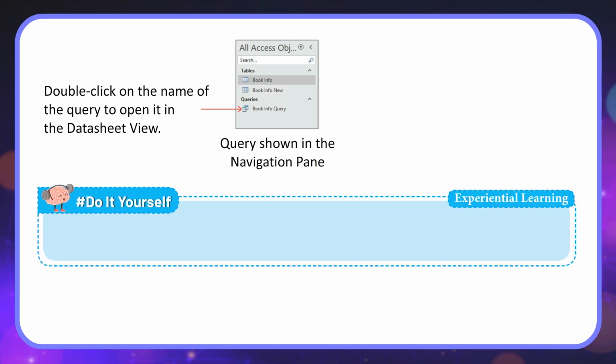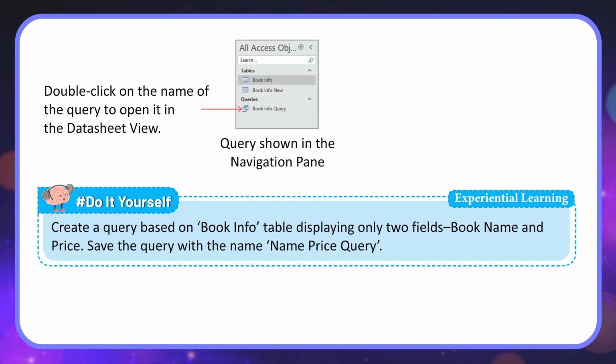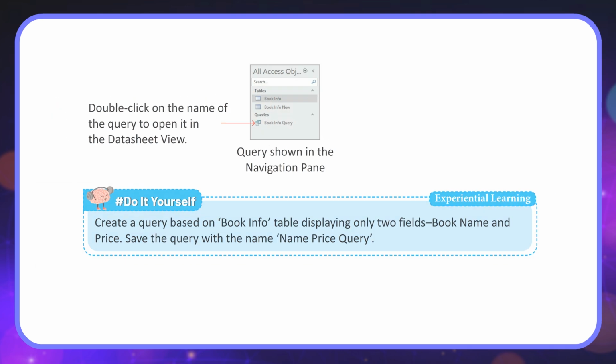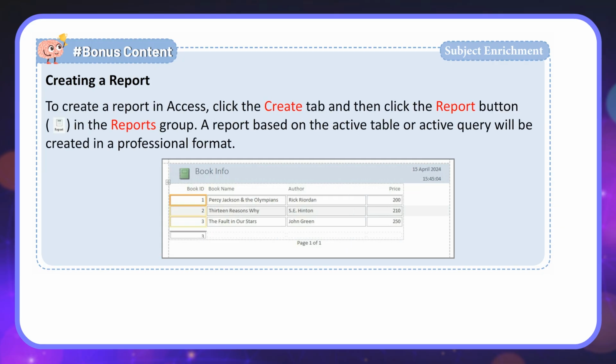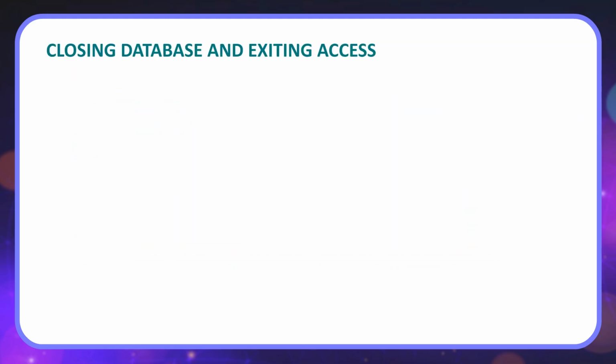Do-it-yourself, experiential learning. Create a query based on book info table displaying only two fields: book name and price. Save the query with the name price query. Bonus content, subject enrichment. Creating a report. To create a report in Access, click the Create tab and then click the Report button in the Reports group. A report based on the active table or active query will be created in a professional format.